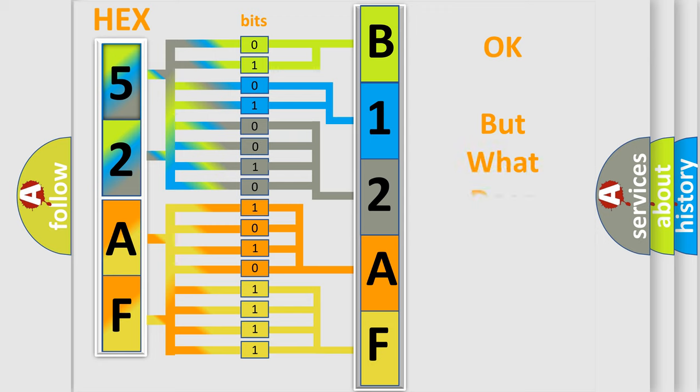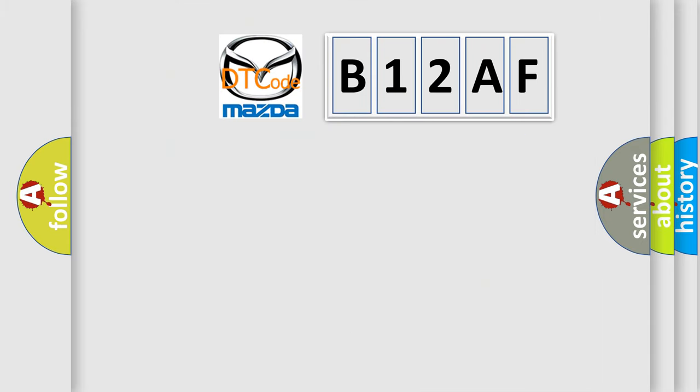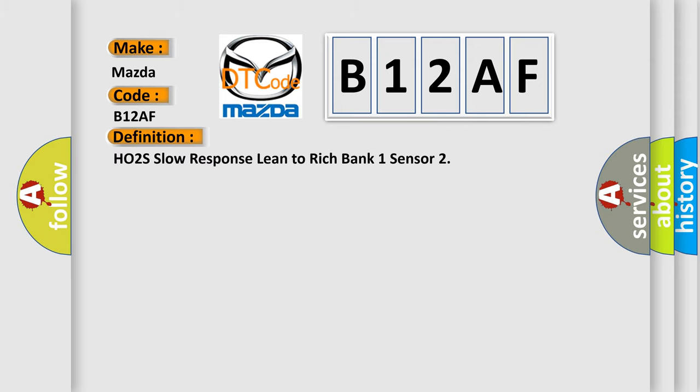The number itself does not make sense to us if we cannot assign information to what it actually expresses. So, what does the diagnostic trouble code B12AF interpret specifically for Mazda car manufacturers? The basic definition is HO2S slow response lean to rich bank 1 sensor. And now this is a short description of this DTC code.